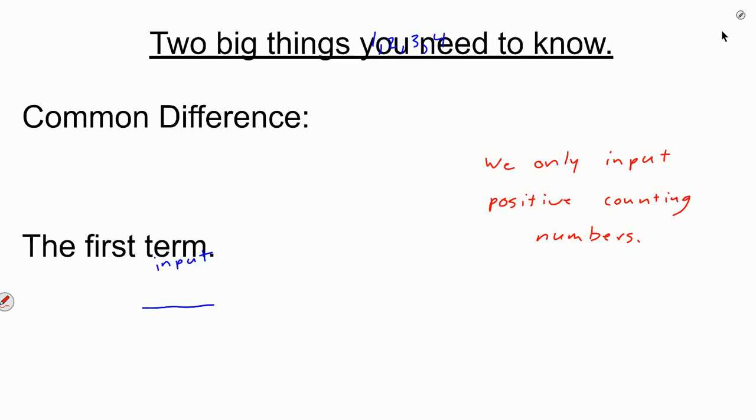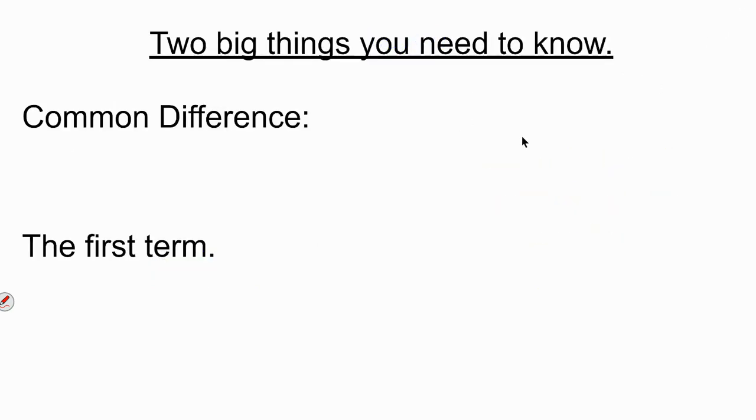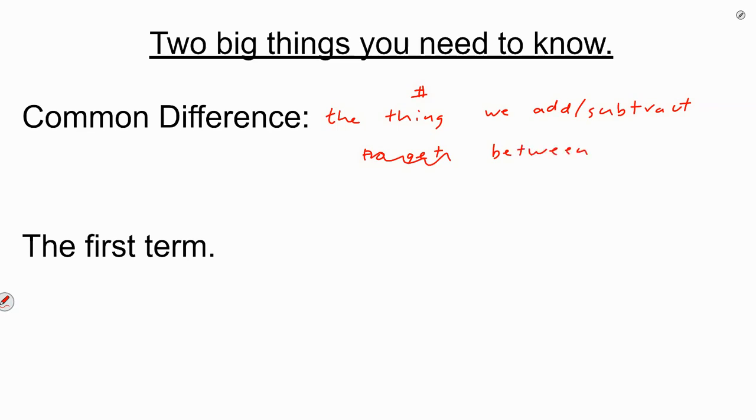So with this formula, just a reminder, the two big things you need are the common difference. So just a refresher, the common difference is the number we add or subtract between terms. So we need the common difference, d, and we also need the first term of the sequence, f of 1. And typically they'll give it to us. We'll get to some examples in later videos when they don't give it to us, so we'll have to figure that out.